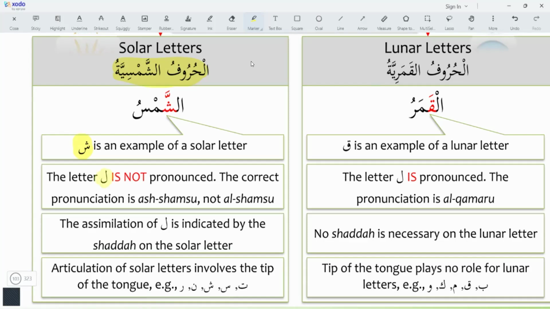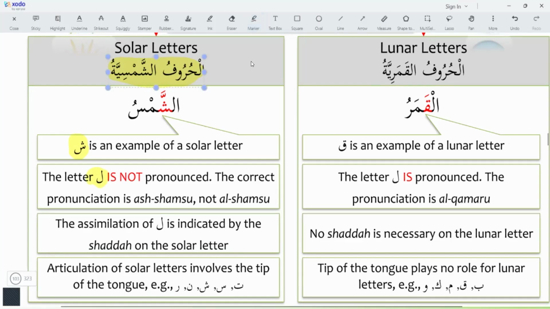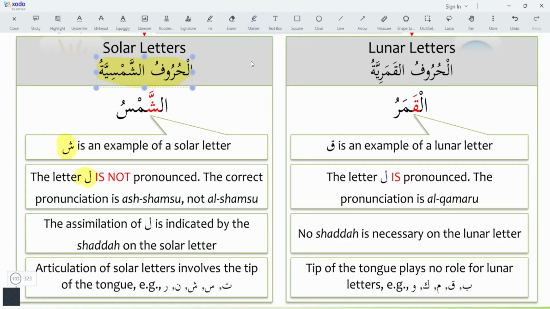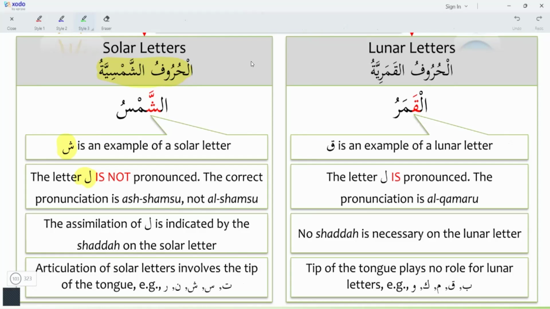The letter lam is not pronounced. The correct pronunciation is ash-shamsu. So here, this alif we will pronounce with the next letter, and this lam we will not pronounce.